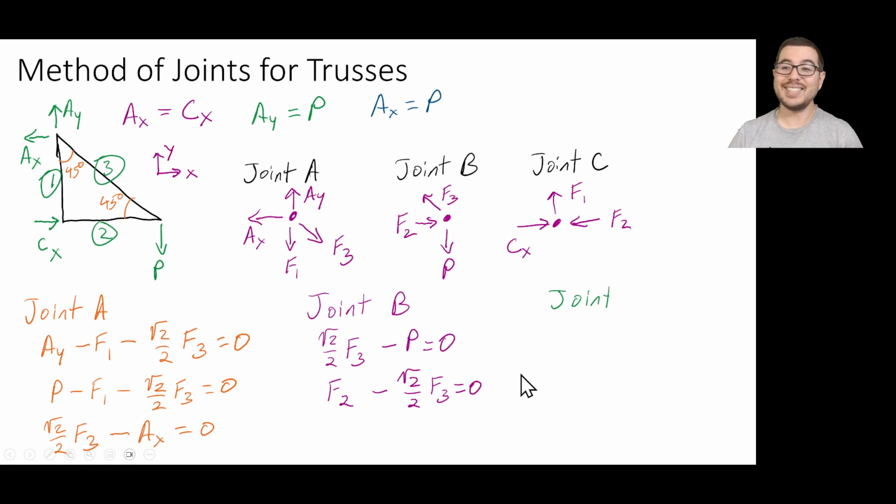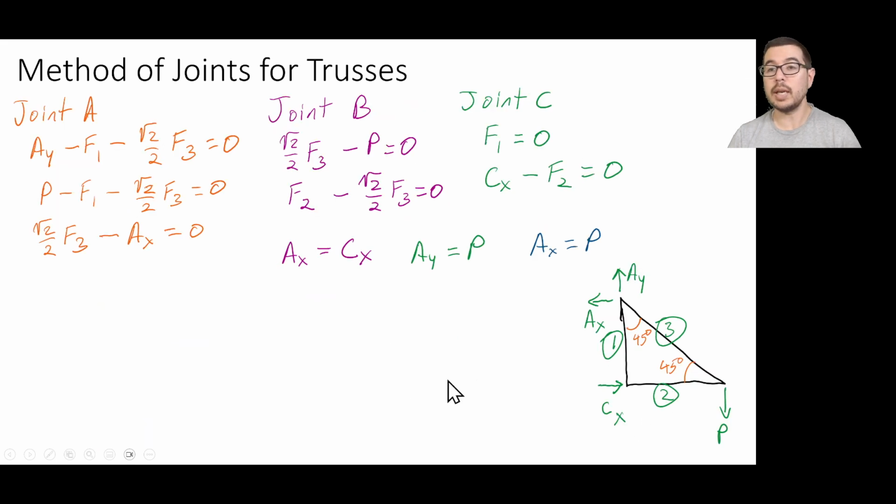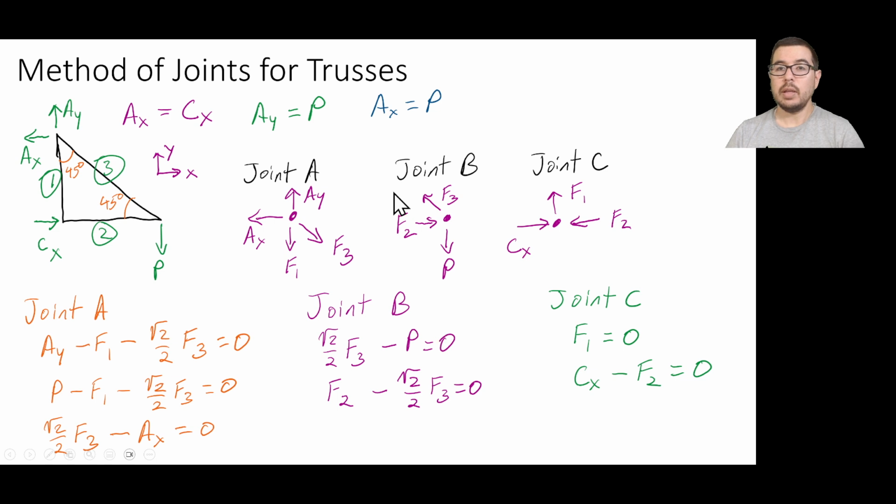We come down to joint C, and we have F1 equals 0. You see that because there is no other component in the y direction, so F1 just has to be equal to 0. And we have CX positive and F2 minus. And so we now know that F2 is equal to CX. We had previously calculated CX as equal to AX, and AX is equal to P.